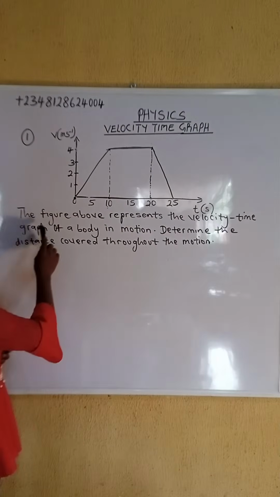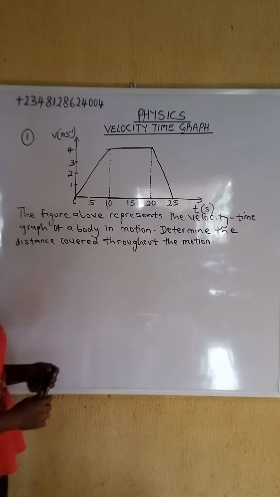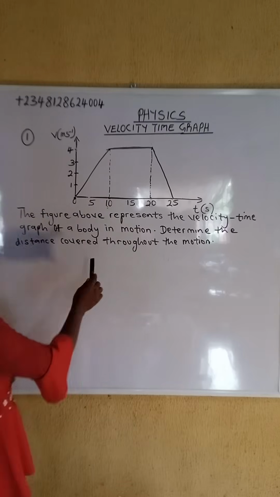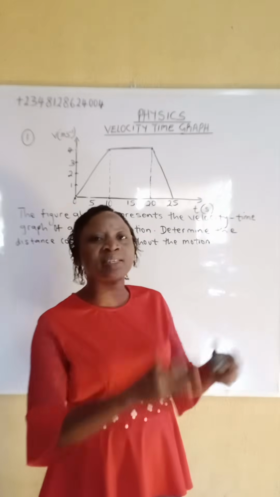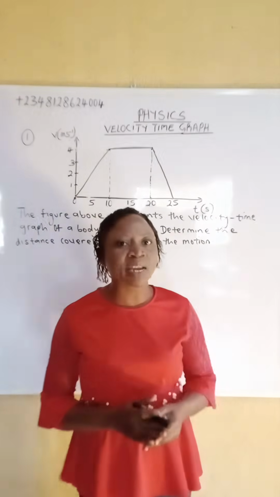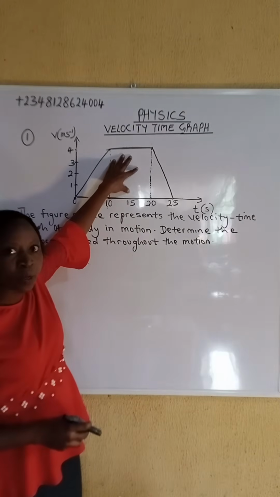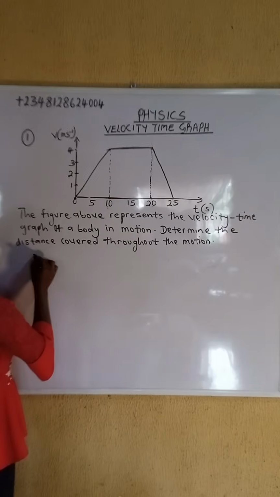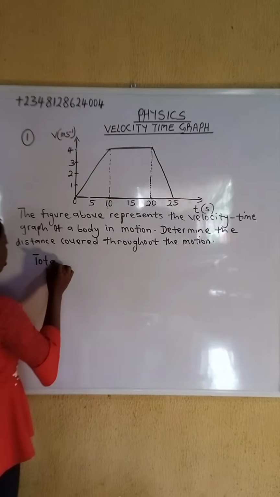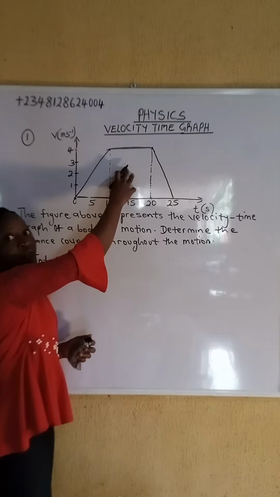It says, the figure above represents the velocity time graph of a body in motion. Determine the distance covered throughout the motion. When your question asks you to calculate the distance covered on a velocity time graph, that will be equivalent to the area of the shape that appears on the graph. So the total distance covered is equal to the area of the shape.